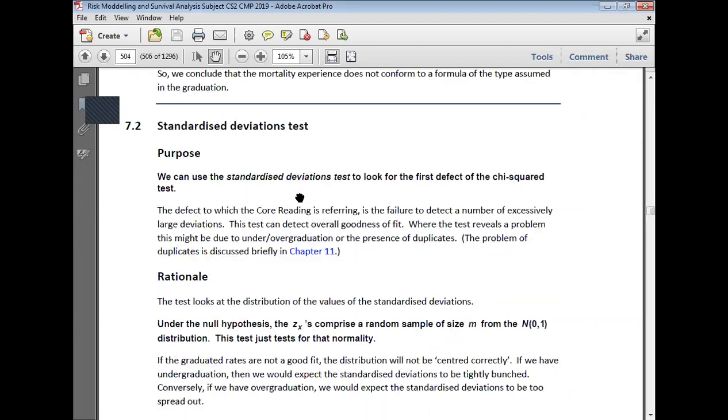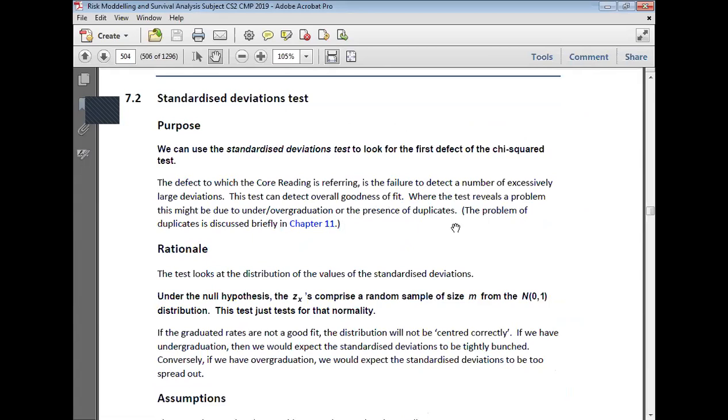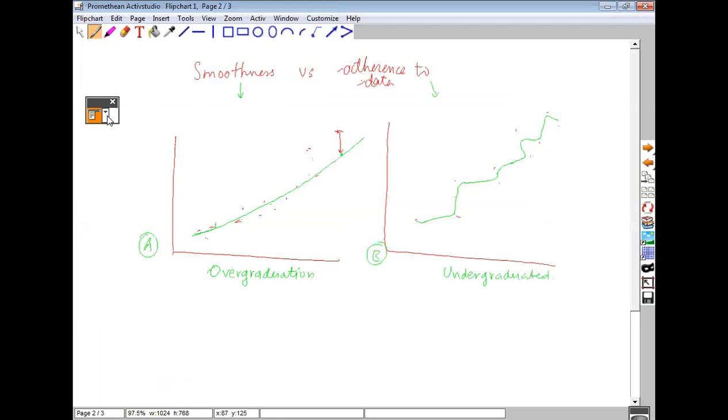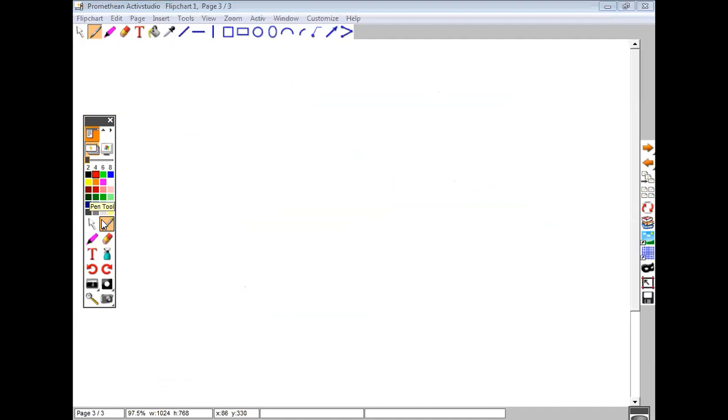But let us have a look at another test that we can do now. This will look at the first defect of the chi-square test, which is whether we have very large deviations from the data, which might be offset by one another. So here what we do is, let me just go back to this. Yeah. So now I'm looking at the standardized deviations test. Okay, so again, I expect my z-axis. So always remember what my zx is.